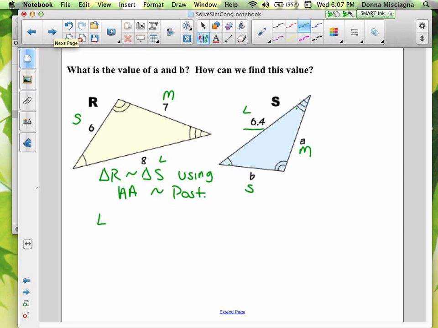I guess we'll solve for them alphabetically. So that means we're going to have the medium sides. All right, so, and I think I'll put triangle S in the numerator and triangle R in the denominator. So the large side, triangle S, is 6.4.